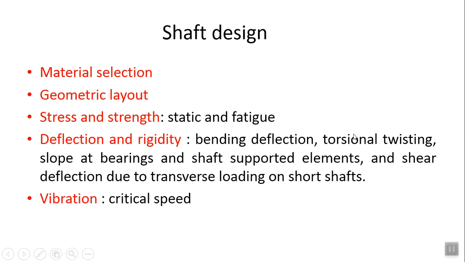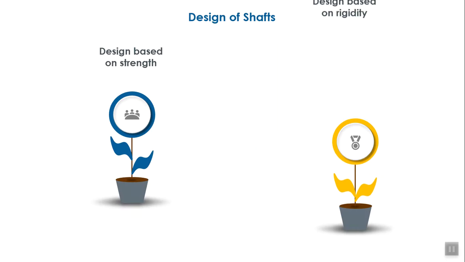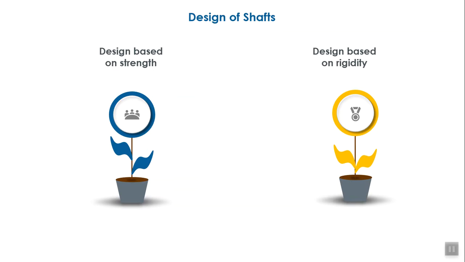Okay. Now let me shift directly to the stresses in a shaft. The shear stress is obviously due to transmission of torque. You can understand this is related to torsional load or torsional stresses. The torsional stresses will give us a shear stress. Bending stress is obviously given by the bending force, which acts due to the gear, pulley or the weight of the shaft. And the third one is stresses due to combined torsional and bending, meaning both act together. So these are the three types of stresses possible when we say design of shaft.